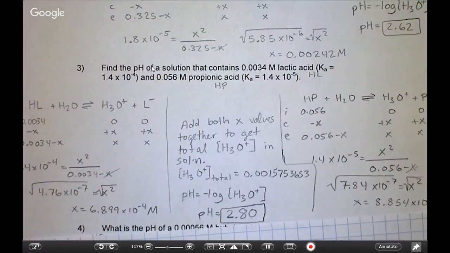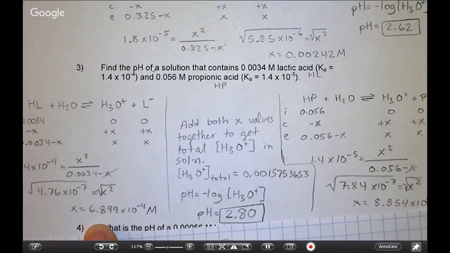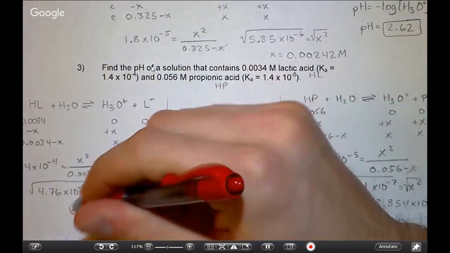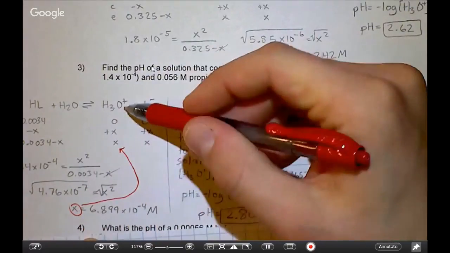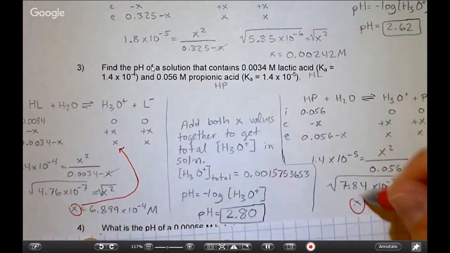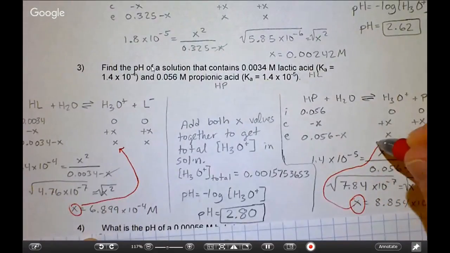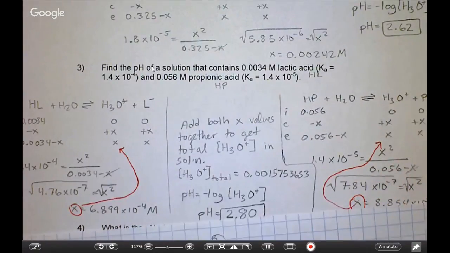Wait, so the X values, there was one on each side. Right, so the X here is for hydronium. And then this X goes up here for that hydronium. So if we add them together, then we have the total hydronium. Okay? So I know that was tricky, but the idea is we find it for both, add it up, and then we get the total pH. Fair enough? Yeah.